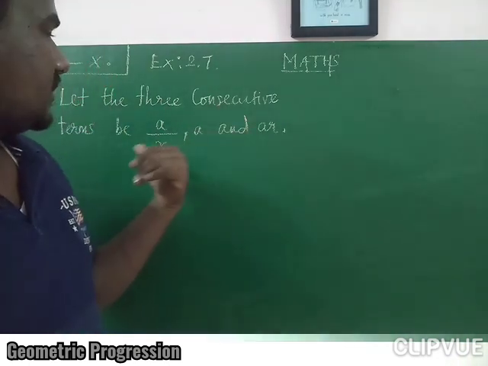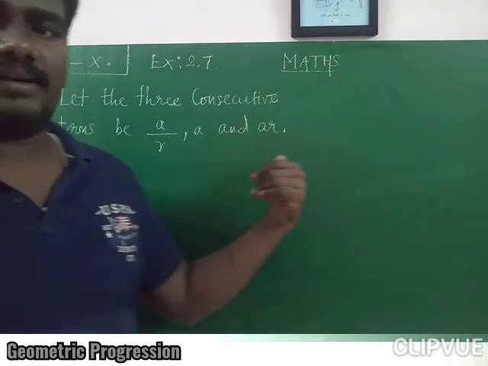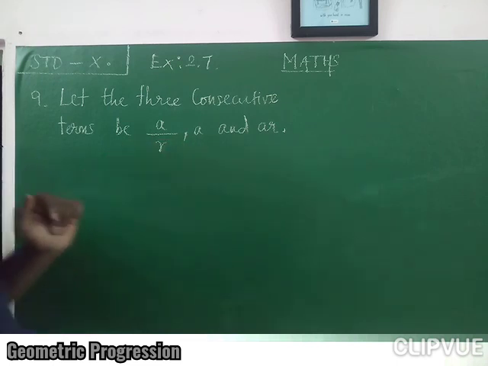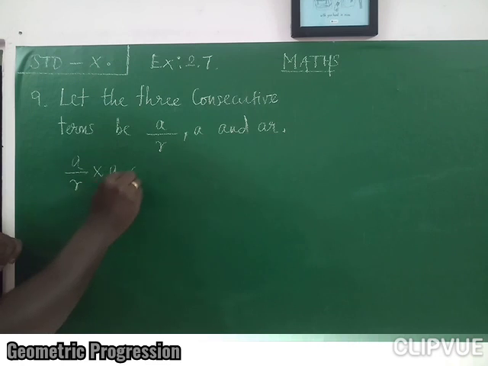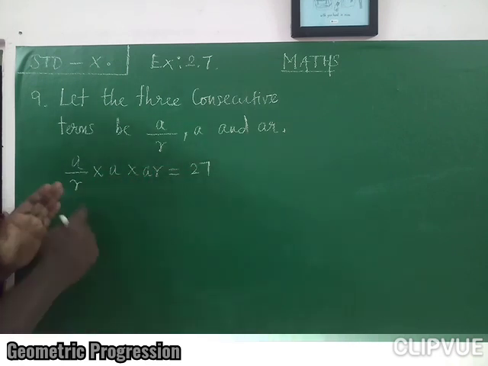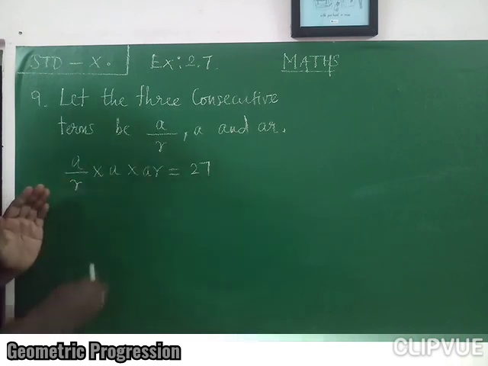Let the three consecutive terms be a by r, a and ar. The first condition is that the product of the three terms is 27. So how can we write the product? a by r into a into ar is equal to 27. I hope you understand. This is the product of three consecutive terms. So this r will be cancelled.